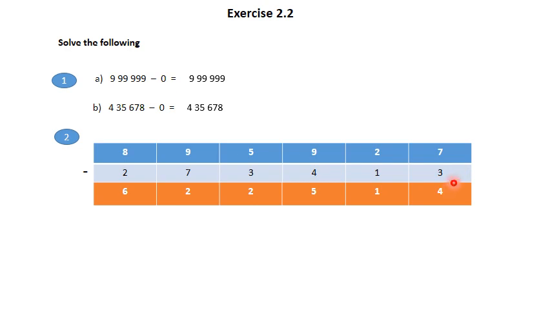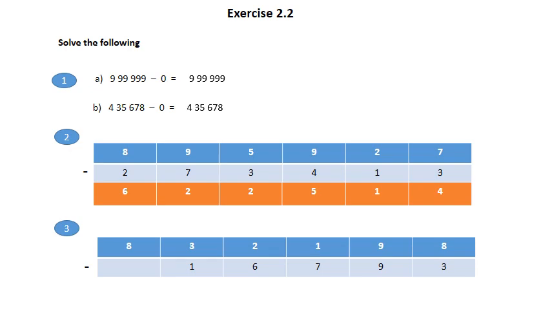See here, 4 plus 3. What is 4 plus 3? 7. That means your answer is correct. 1 plus 1 becomes 2. 5 plus 4 is 9. 2 plus 3 is 5. 7 plus 2 is 9. And 6 plus 2 is 8. In this way you can check your answer. The reason behind this is that addition and subtraction are inverse of each other. Let's do the next one.